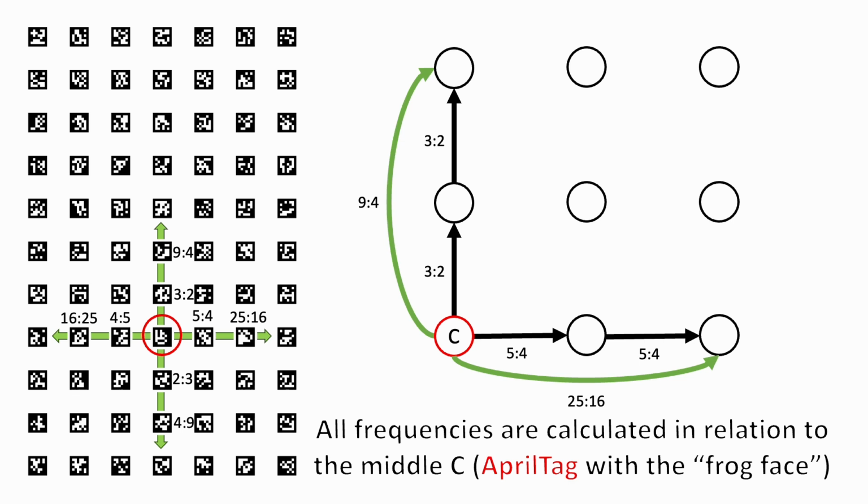If we want to calculate frequencies further, we just multiply the ratios. For diagonals, we do the same thing. For the other direction, we simply switch the ratios.